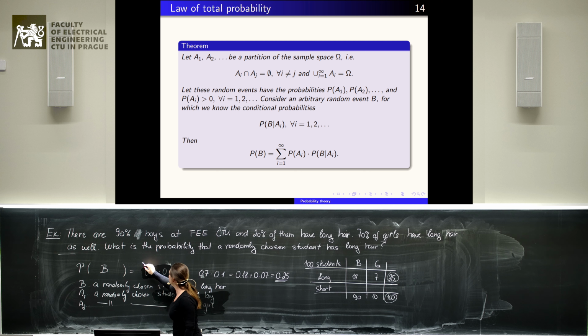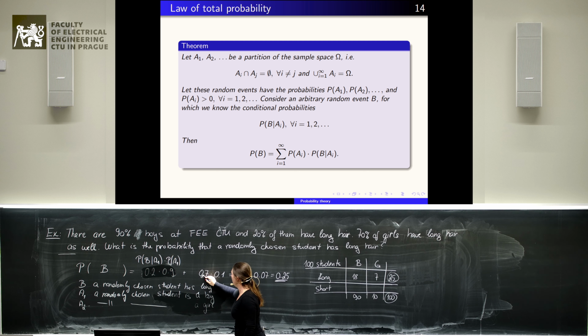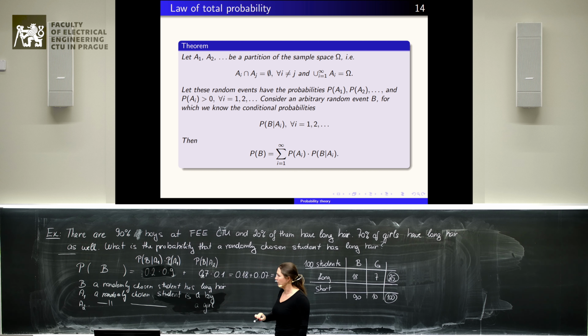What is the meaning of the introduced probabilities? 0.2 is the probability that when we choose a boy, the student has long hair. And 0.9 is the probability that we choose a boy. 0.7 is the probability that the chosen student has long hair when it is a girl. 0.1 is the probability that the student is a girl.